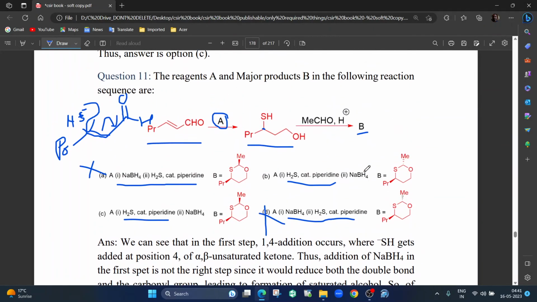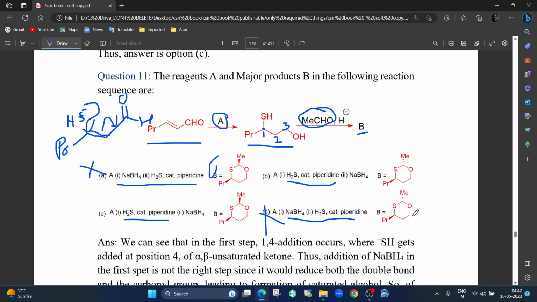Now what's the next? Next they are asking you to add acetaldehyde in presence of acid, H plus. This should be very simple. There is a 1,3 diol-type arrangement, position number 1, 2 and 3. If you add an aldehyde to it, it will go and form an acetal. Very similar to acetal, it will be like half thioacetal, half acetal part in presence of acid. All of the products you see are showing the same acetal formation.